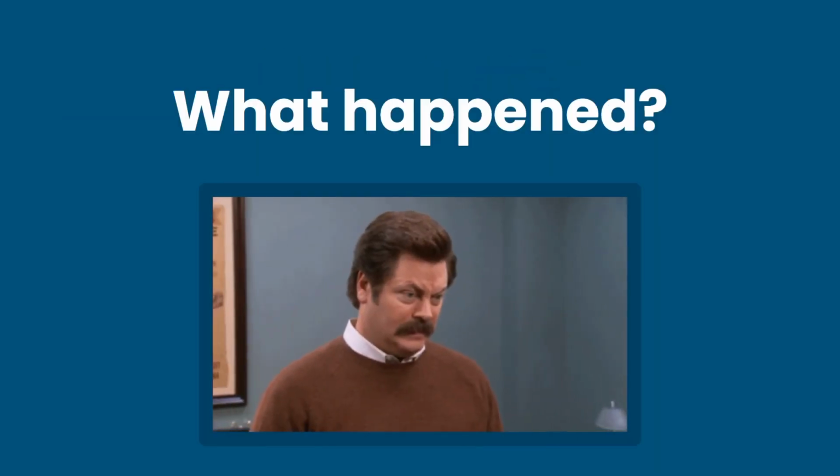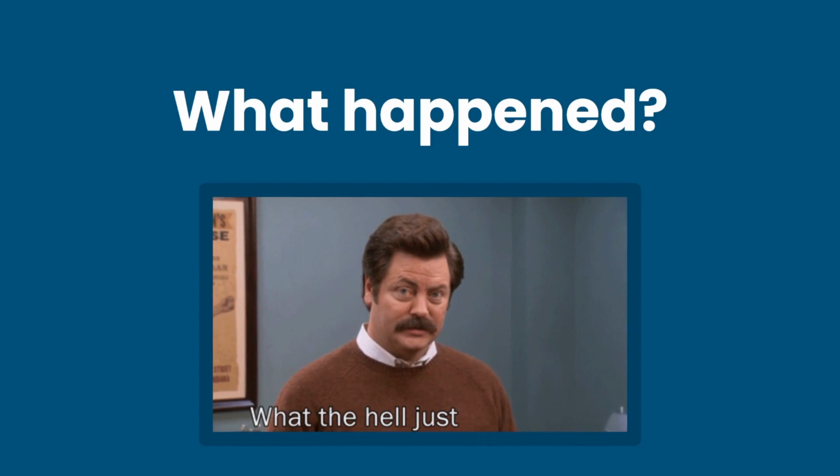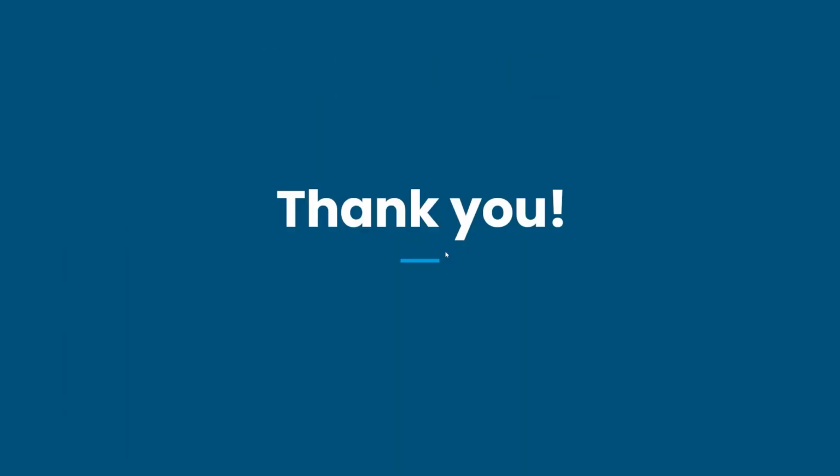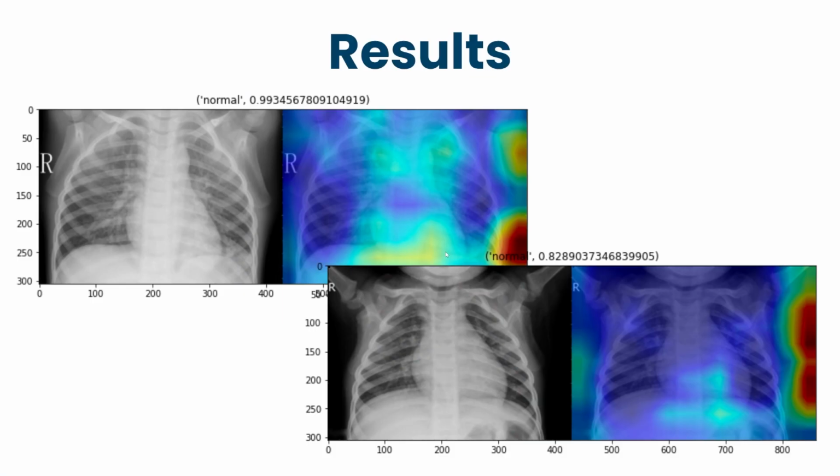So what actually happened? I think what happened was that the model decided that it was easier to figure out the shape of this side of the body to determine which patient it was than it was to actually find the pneumonia in the lungs.